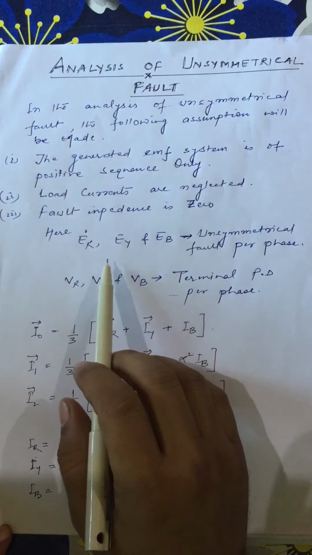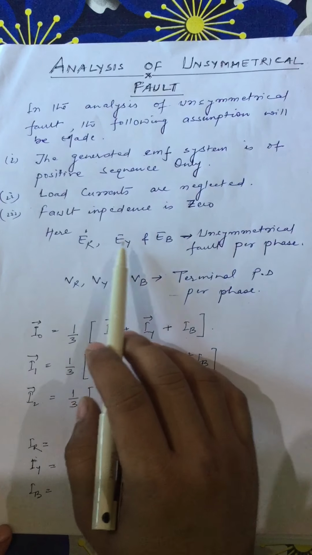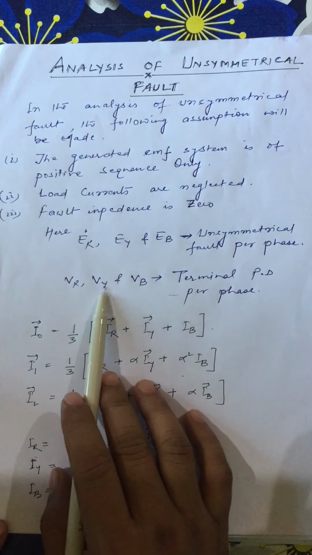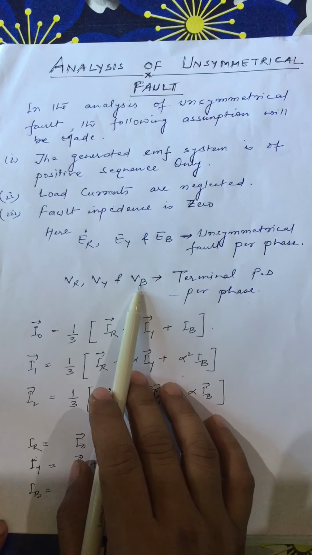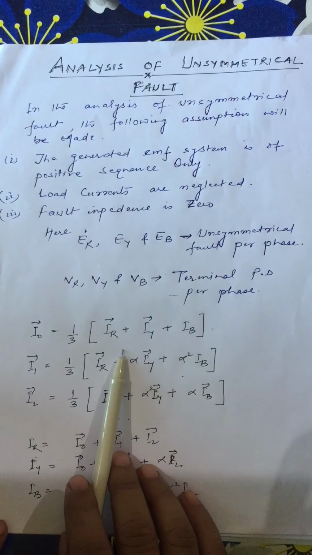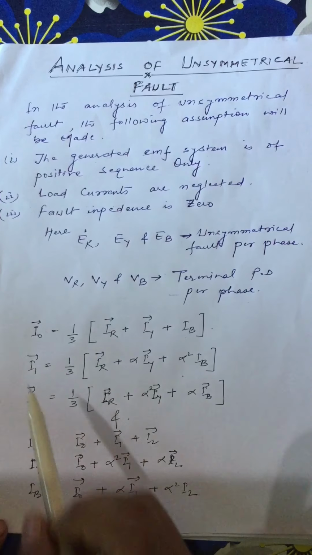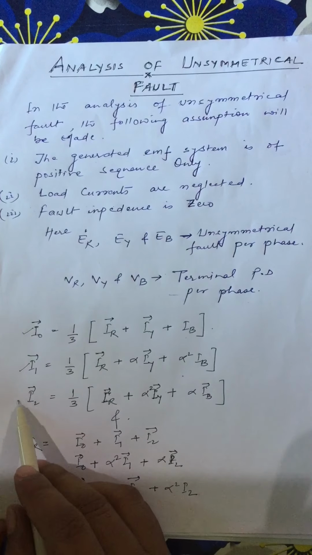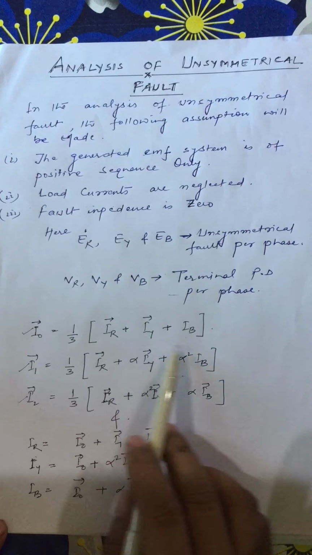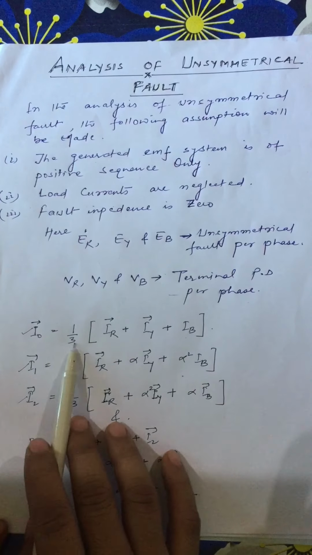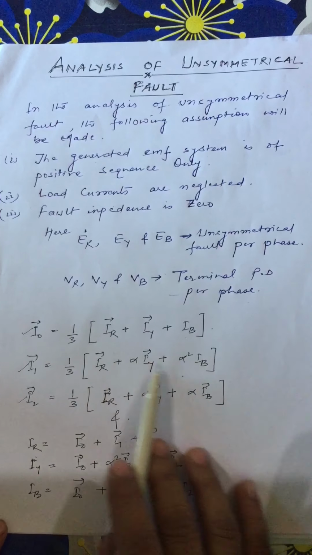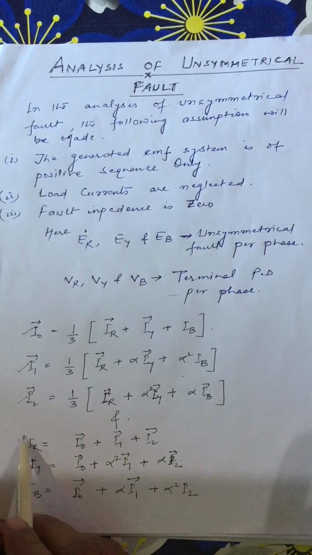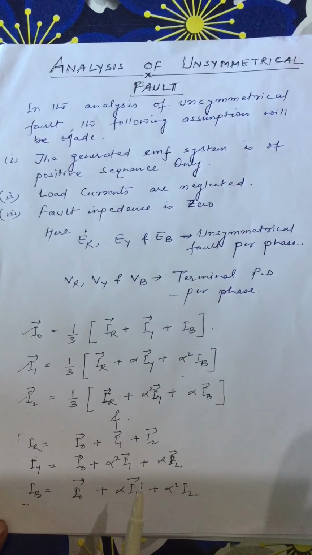Here we will use some notation like ER, EY and EB, which are the induced EMFs on the stator winding, and VR, VY and VB are the terminal potential differences. In the last video, we discussed the equations for the sequence components: zero sequence component, positive sequence component, and negative sequence component. We already derived these equations in the last video, and we will use all of them in the analysis of our unsymmetrical fault.